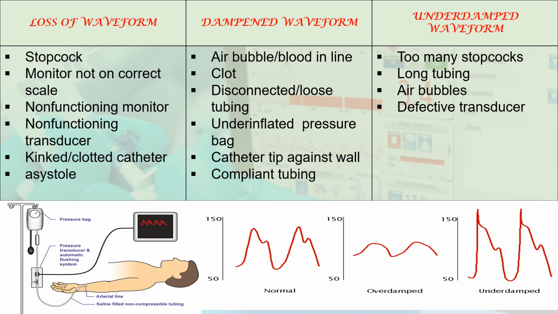Then certain troubleshoots. What are the troubleshoots associated with the intra-arterial line monitoring? First of all, loss of waveforms. In which situations is there a loss of waveforms? We cannot assess or recognize waves. This is the stopcock. If the stopcock is kept closed, then there is an absence of waveform.